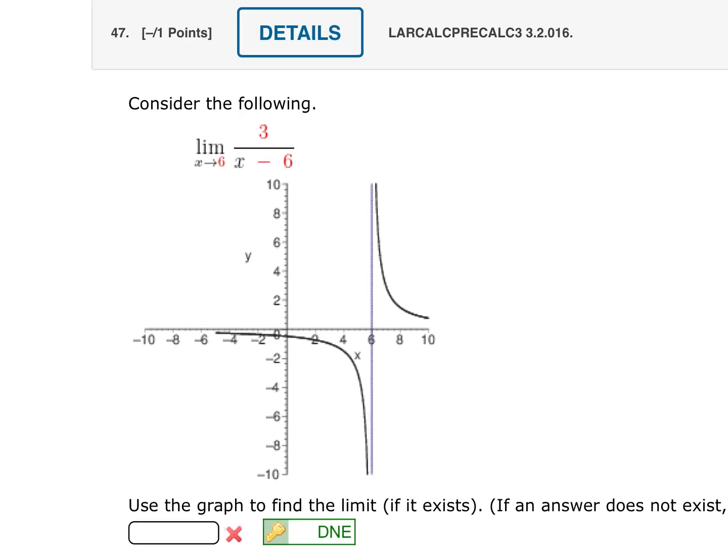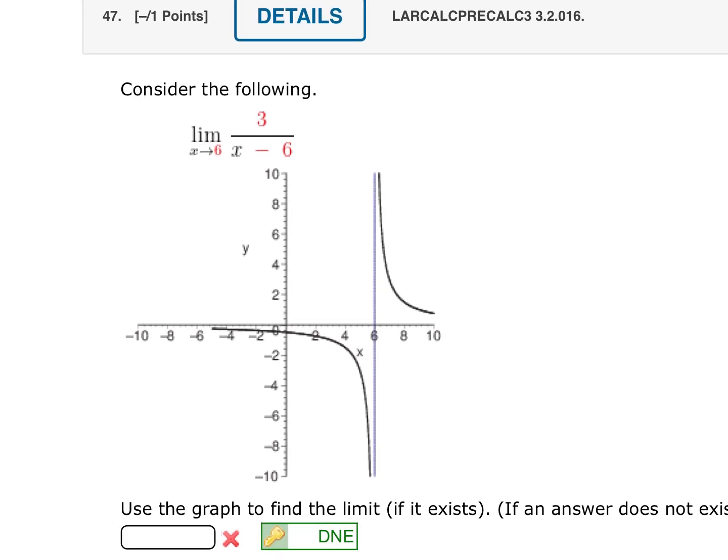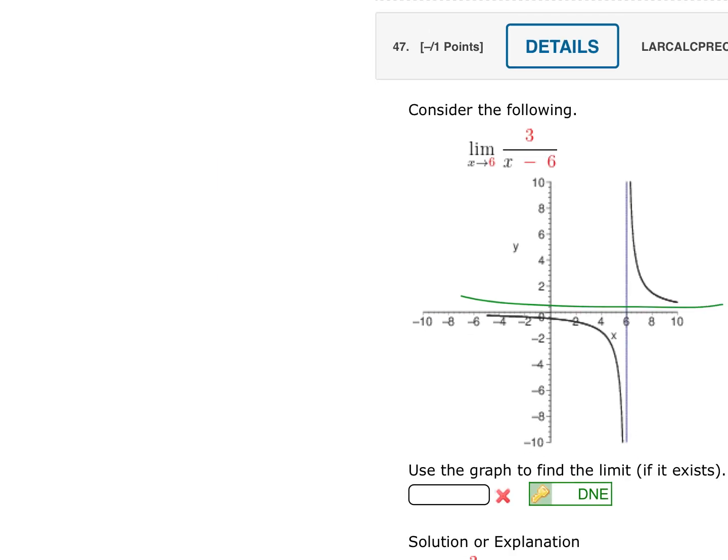For 47, we can't use direct substitution. If we plugged in 6, we'd get 0 in the denominator. You know that we have an asymptote at 6. We talked about this graph too. If you have something like 1 over x, our graph is going to look like this. Here it just shifts a little bit. But because we approach two different values, our limit here does not exist.